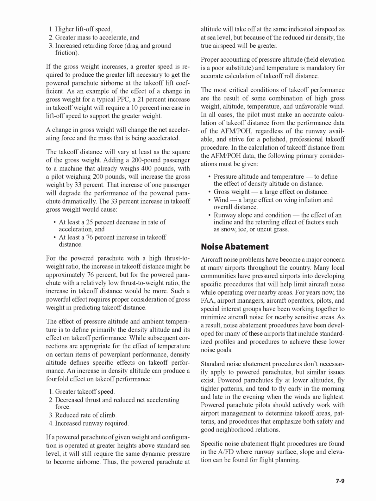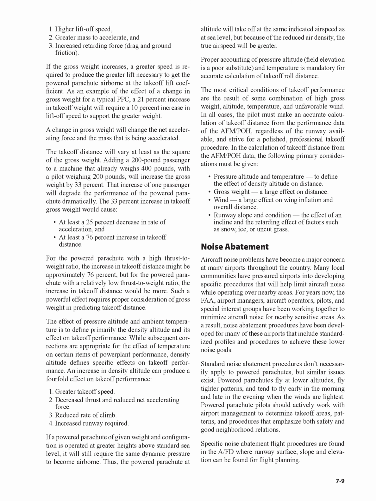For the powered parachute with a high thrust-to-weight ratio, the increase in takeoff distance might be approximately 76%, but for the powered parachute with a relatively low thrust-to-weight ratio, the increase in takeoff distance would be more. Such a powerful effect requires proper consideration of gross weight in predicting takeoff distance.